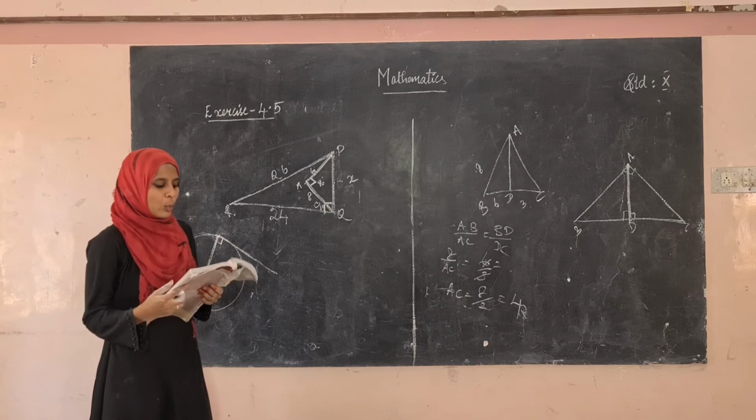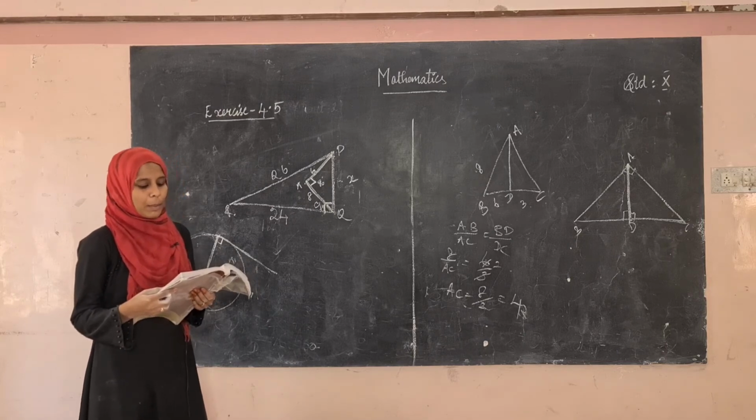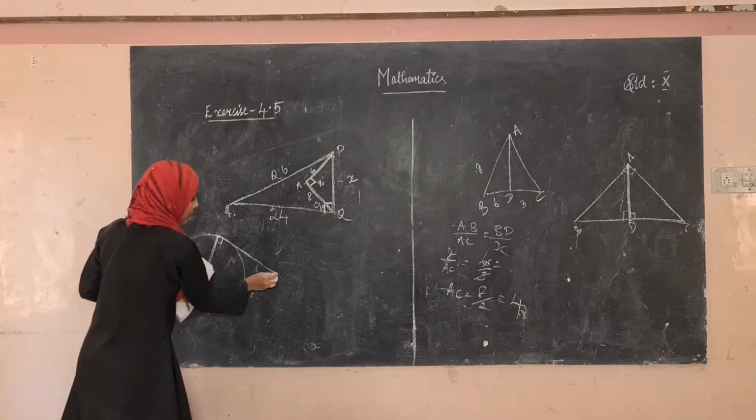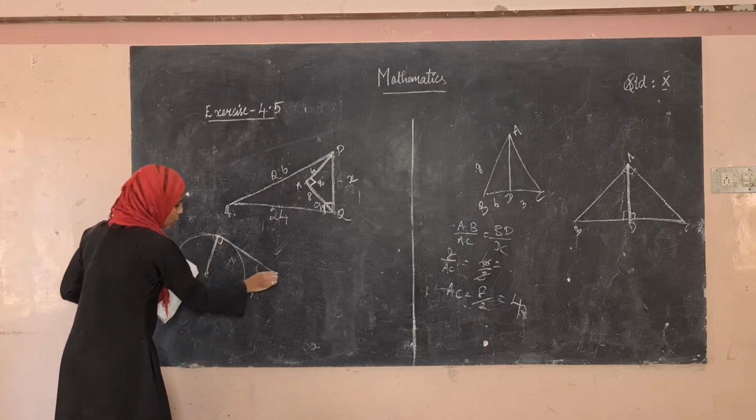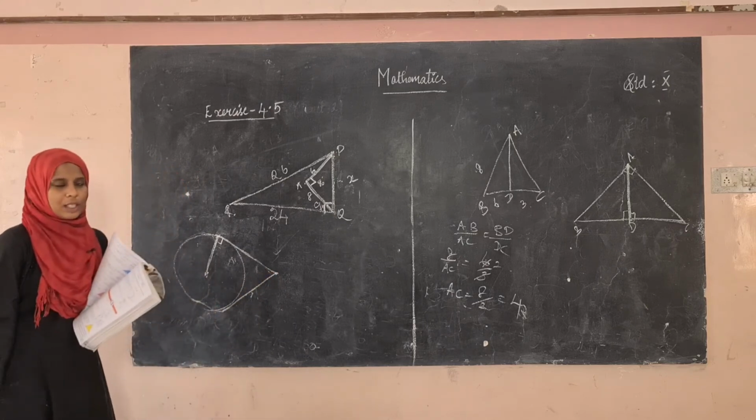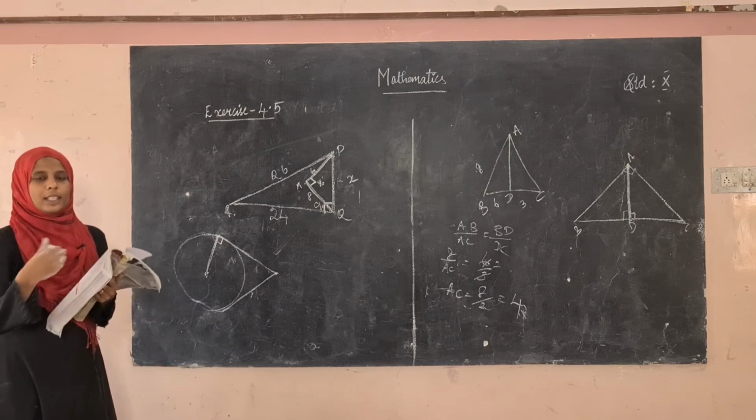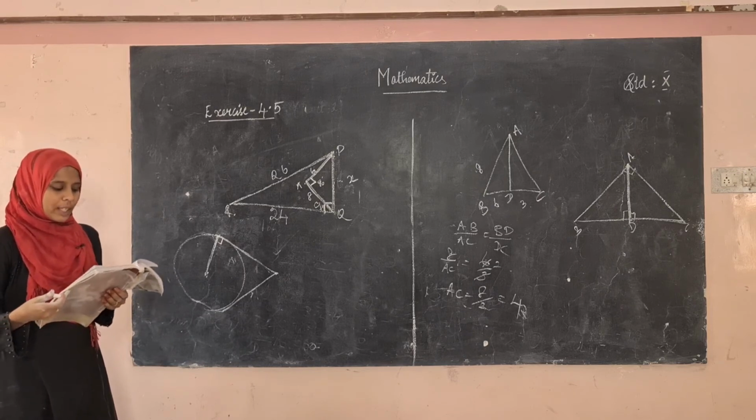See the next question. How many tangents can be drawn to the circle from an exterior point? So from this point, how many tangents can be drawn? Only 2 tangents can be drawn. We have seen this while seeing the theory parts. So 2 tangents can be drawn.